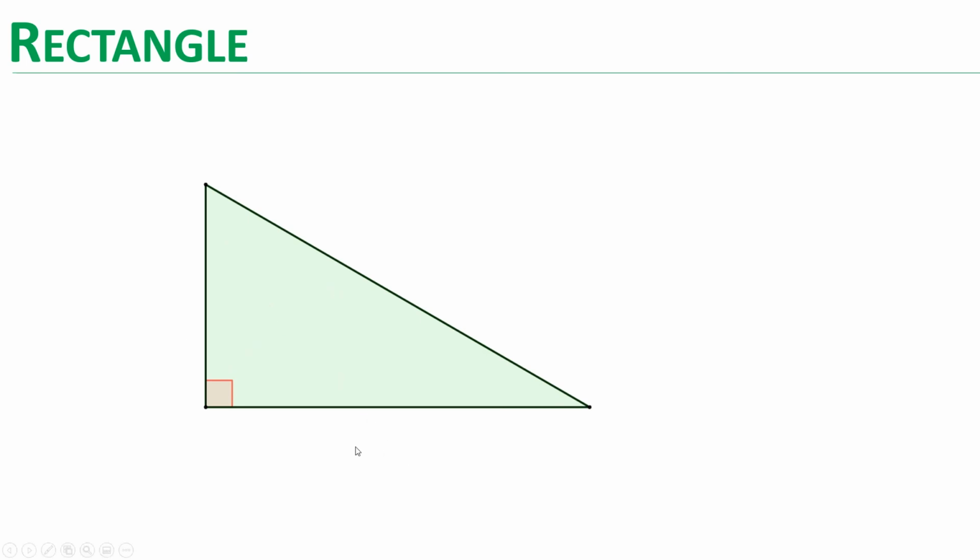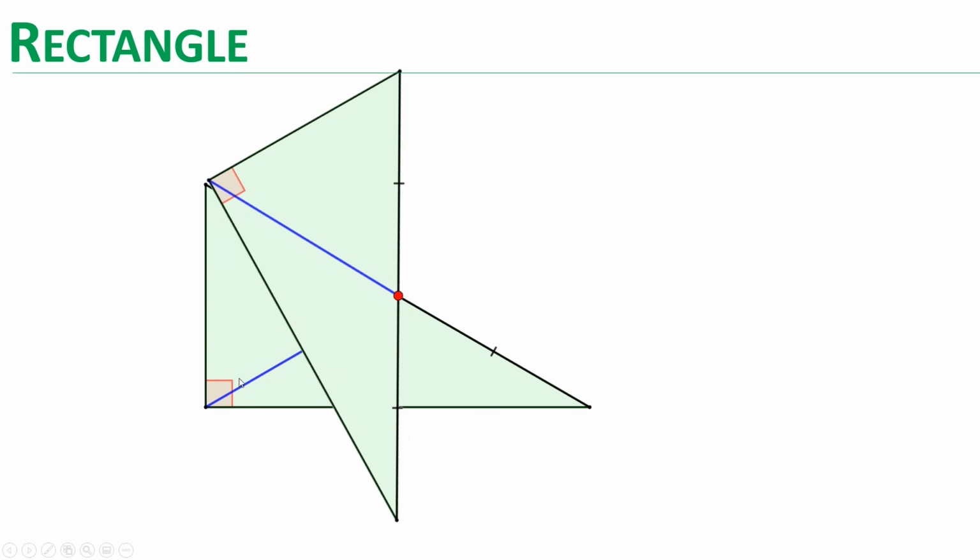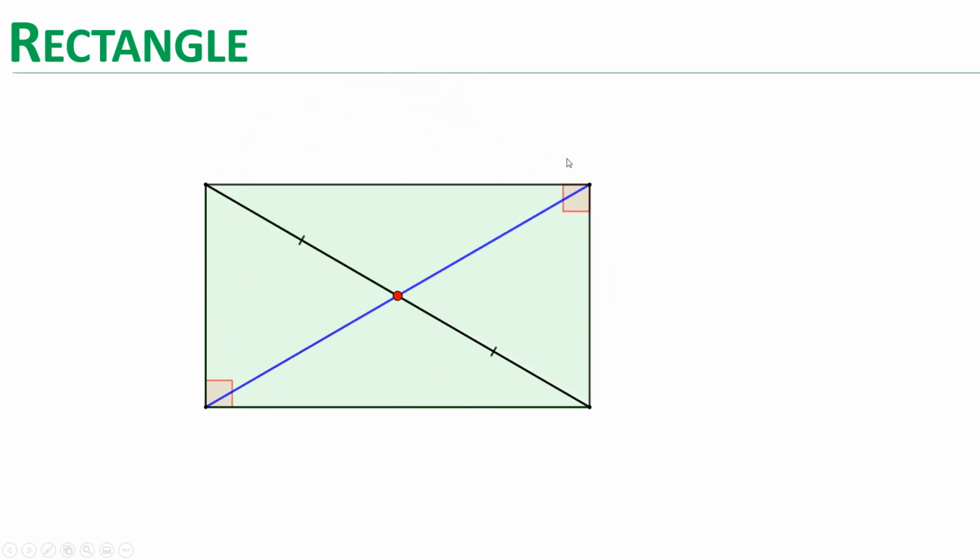You already know another parallelogram that we can build out of a special triangle, and that is the rectangle. It starts from a right-angled triangle, and we rotate it around the midpoint of its longest side. This angle was 90 degrees, so this angle is 90 degrees as well.